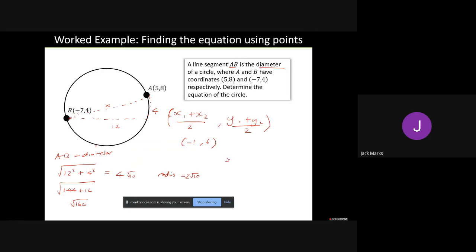The final part is I put this into the format. So if I do that, I will get x minus minus 1, so x plus 1 squared, plus y minus 6 squared. And then I need to square the radius as well, don't forget. So if I square that, I'll get 4. And if I square this bit here, it will unroot it. So 4 times 10, 40. And that's the final answer.